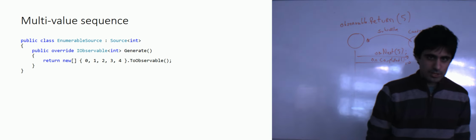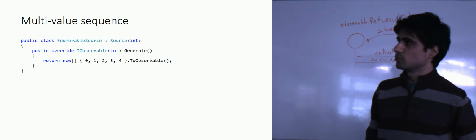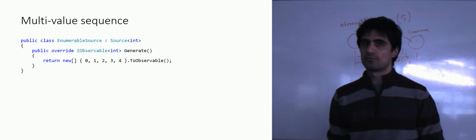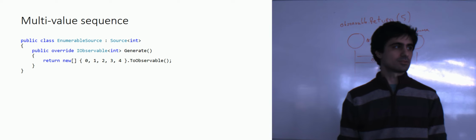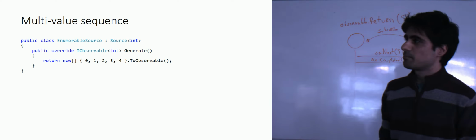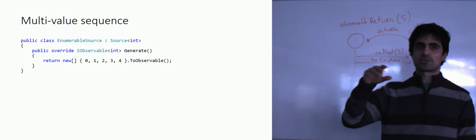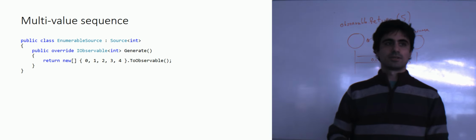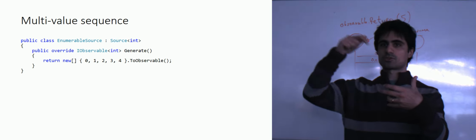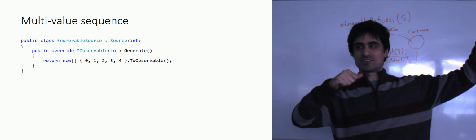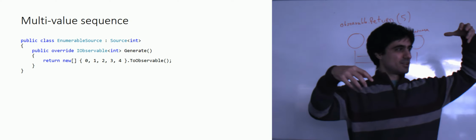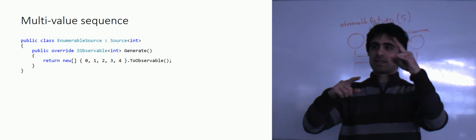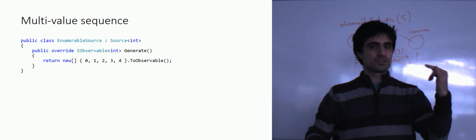So how can you create multi-value sequences? There are a number of ways to do it, and it turns out the easiest way is to convert an enumerable sequence into an observable sequence. What does that mean? If you have a data structure that follows the enumerable interface, it is very easy to create a wrapper that is an observable, that when someone subscribes, gets the enumerator of the data structure, pulls it, and then sends those values to the observers as notifications. So it's just an adapter between two interfaces.